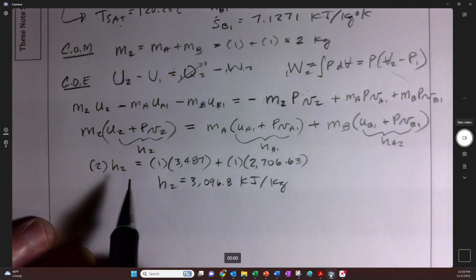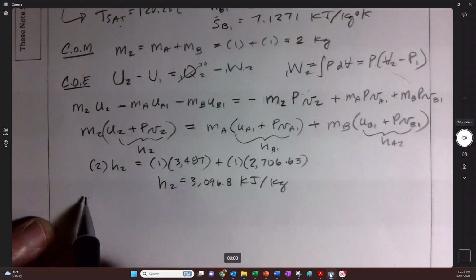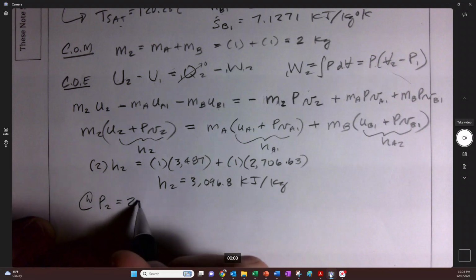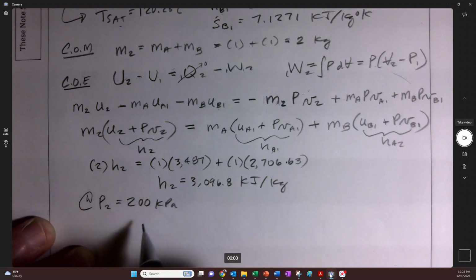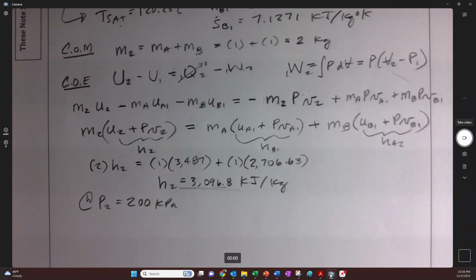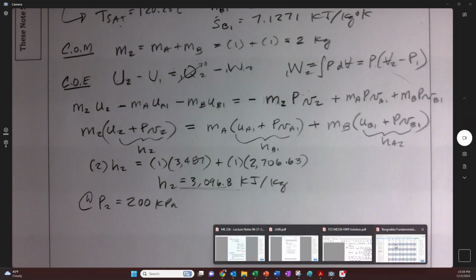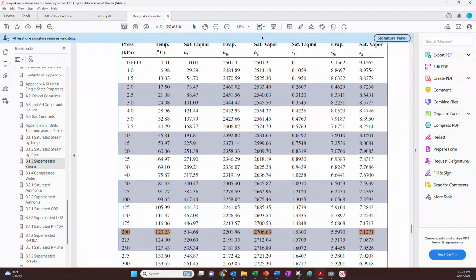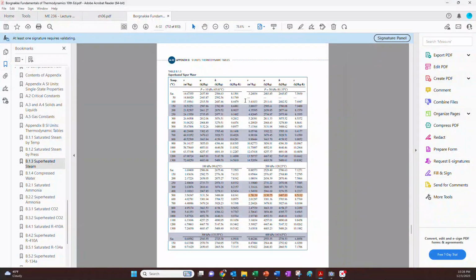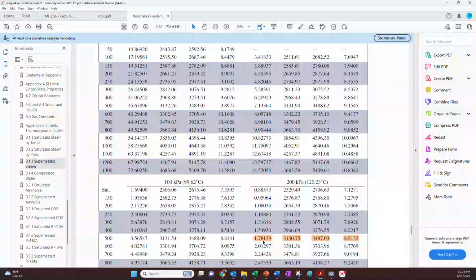And now we can look up, at P2 equals 200 kilopascals, this entropy. So let's go back and search for that entropy. Let's assume it's going to be superheated. I think that's a fair statement, because one of the states began superheated, and the other was just on the verge of being superheated. So you could conclude it's probably going to be superheated.